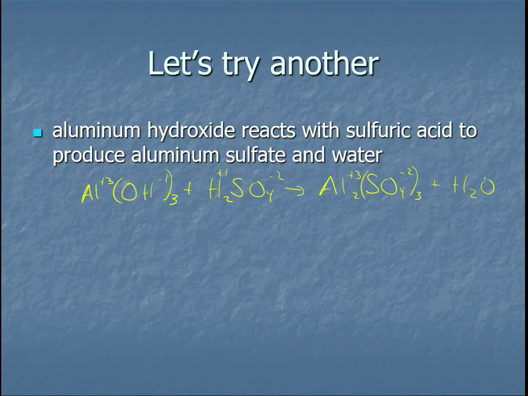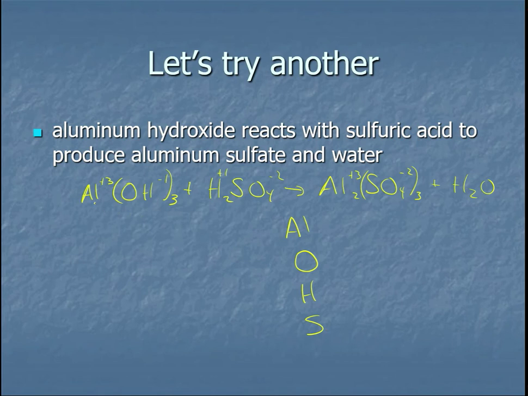Now, we need a few pointers with this one. This is one of these where I'm going to tell you there's some tricks to the trade. So let's first do our initial tally. Aluminum, oxygen, hydrogen, and sulfur. There's our 4 elements. Let's count.